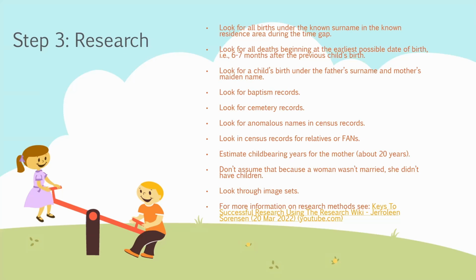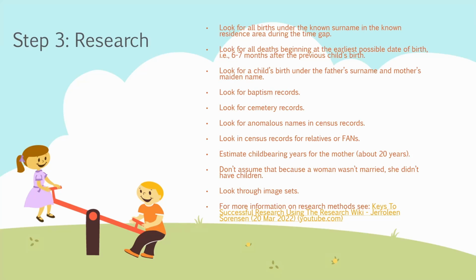So one thing that's really important is sometimes you just have to do a scorched earth. And I call scorched earth research that you just go to every time, every place, and every name that you can look for to find that person. So look for all the births in the area under that known surname, in the known residence area. All of them during the time gap that you're looking for. Go a little before the time gap, a little after the time gap. And look for all the births in the area under that known surname.